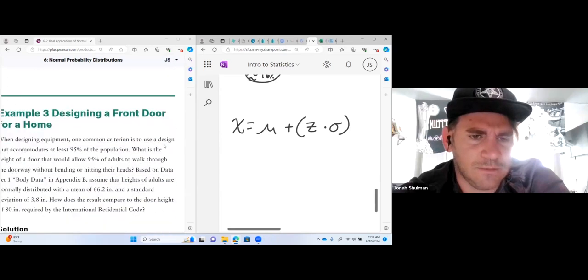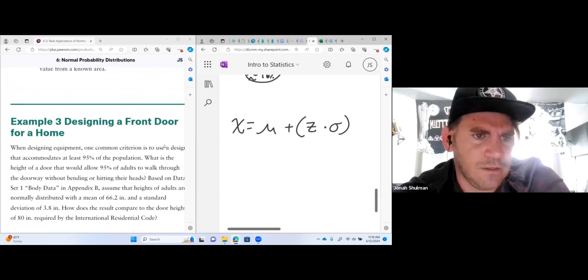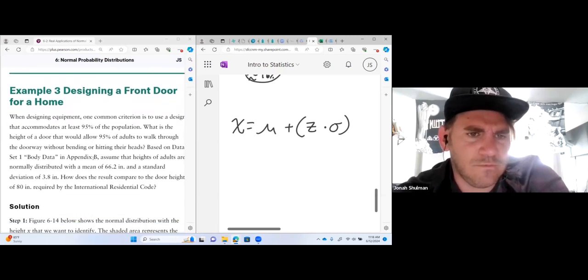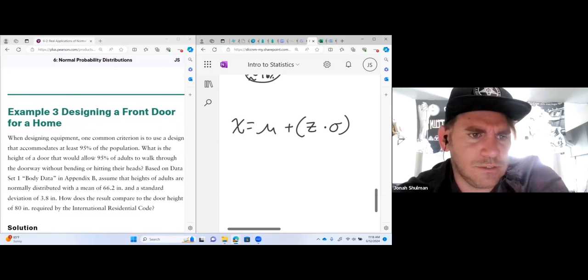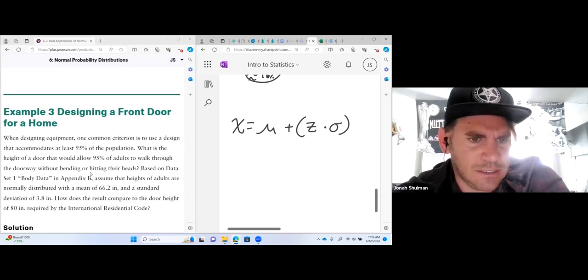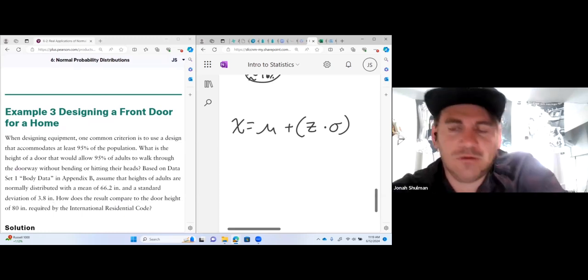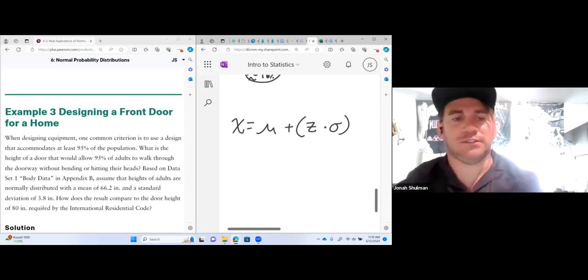All right, I'm assuming we need an example. When designing equipment, one common criterion is to use a design that accommodates at least 95% of the population. What is the height of a door that would allow 95% of people to walk through? Based on data in Appendix B, assume that the heights of adults have a mean of 66.2 and a standard deviation of 3.8. How does this result compare to a door height of 80? Okay, so they want us to sketch this thing first.